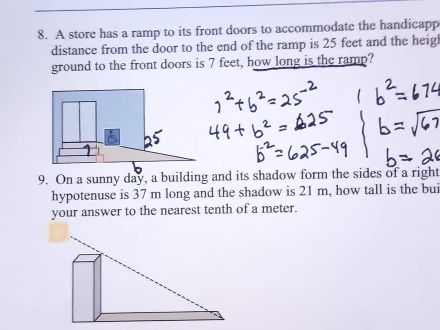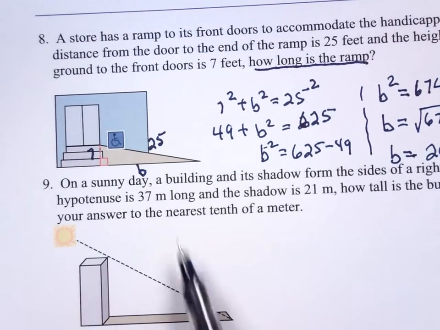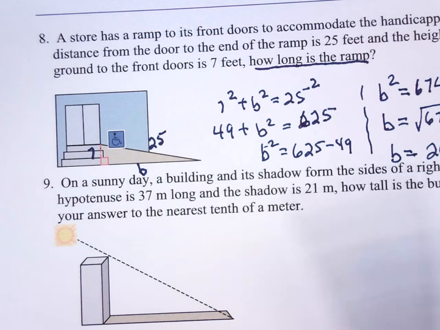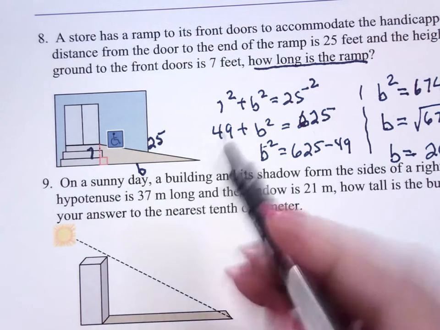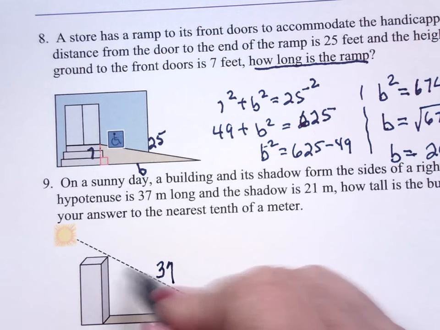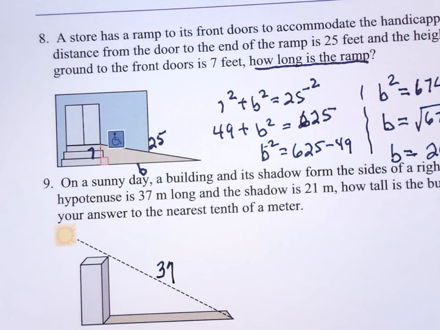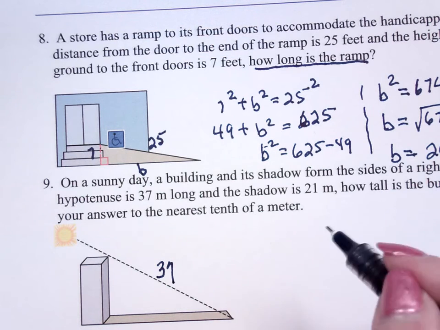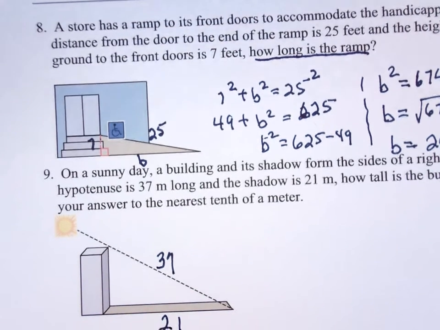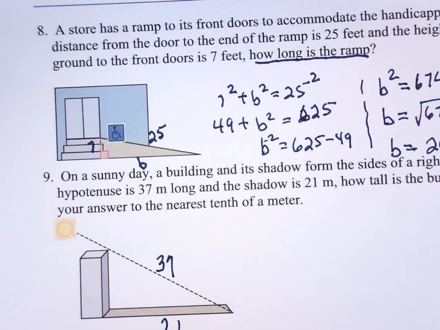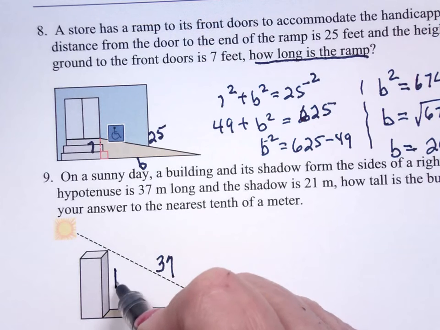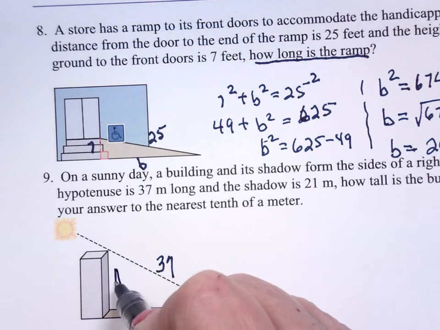On this problem, it says, on a sunny day, a building and its shadow form the sides of a right triangle. If the hypotenuse is 37 meters long, so that's this side here is 37 meters long, the shadow is 21 meters, that puts the shadow at 21. How tall is the building? So this is going to be essentially the height of the building.